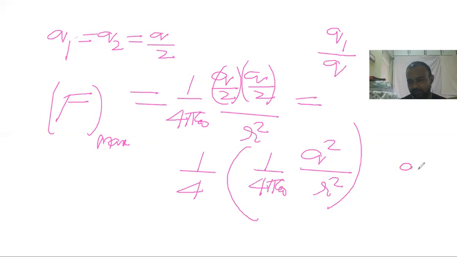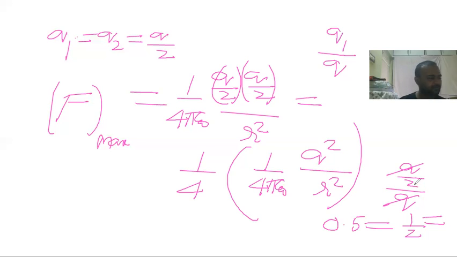What is q1? Q by 2. What is q? Q. So you cancel this Q, what will you get? 1 by 2. So the answer is 0.5. Yeah, that's it. Oh my God, that's easy. So simple. Understood? Okay, let me write it.